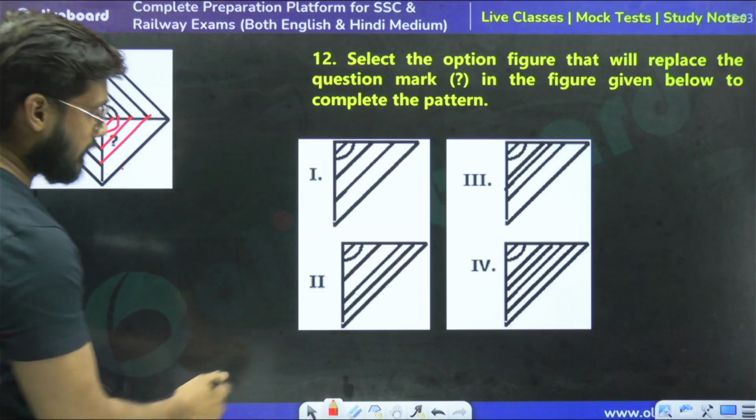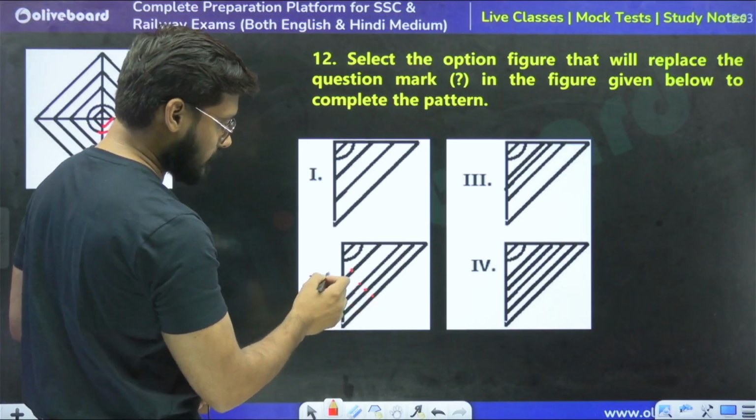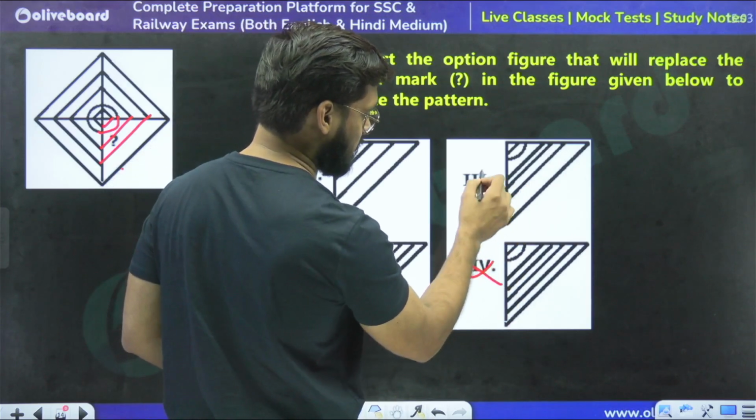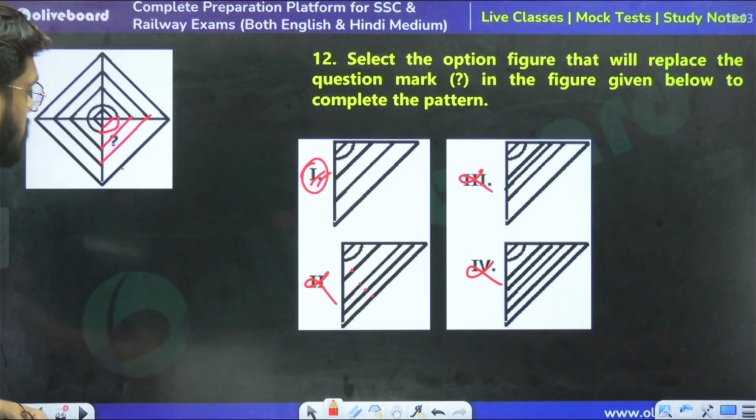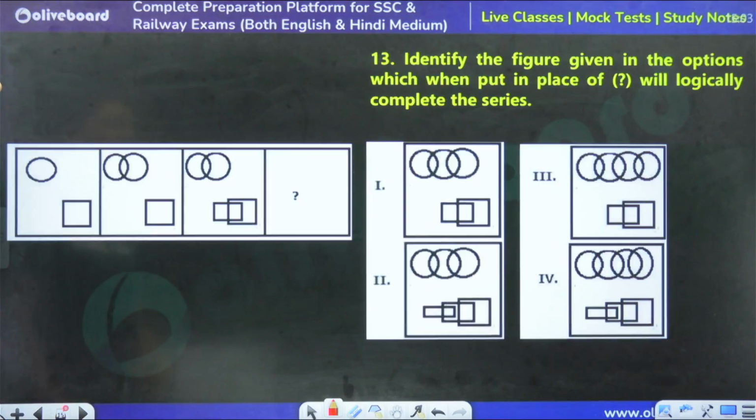And here we are having 1, 2, 3, 4. This is wrong, this is wrong, this is wrong, because in all we are having 4. We only need 3 lines. Option number 1 is the right answer.